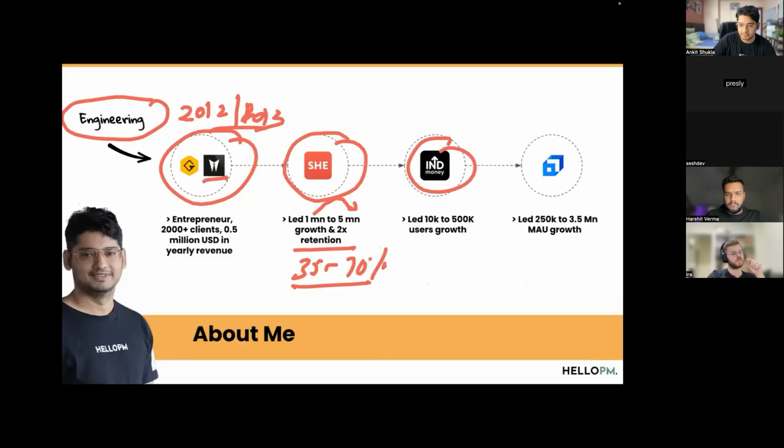After this, I worked for a very hyper growth company, which was IND Money. I was a pretty early joiner at IND Money. I was able to take the company from around 10,000 users to 500k users. I was leading the product growth function over there. And then recently, a couple of years ago, I worked for a company called Scalar Academy. They have a very popular product known as Interview Bit, where I was able to take that product from around 250k users per month to around 3.5 million users per month.